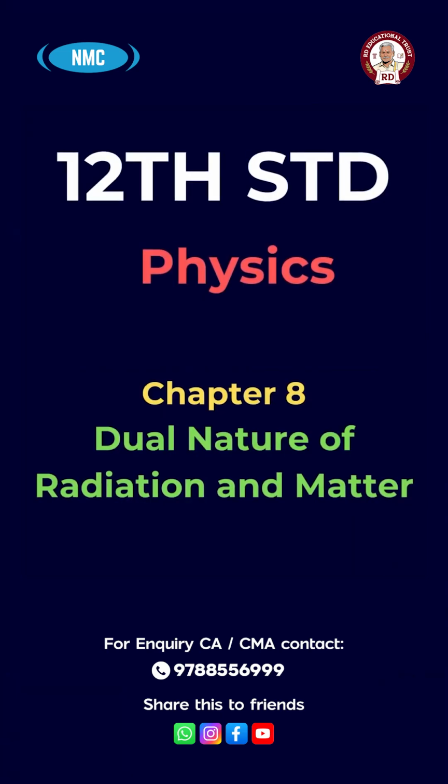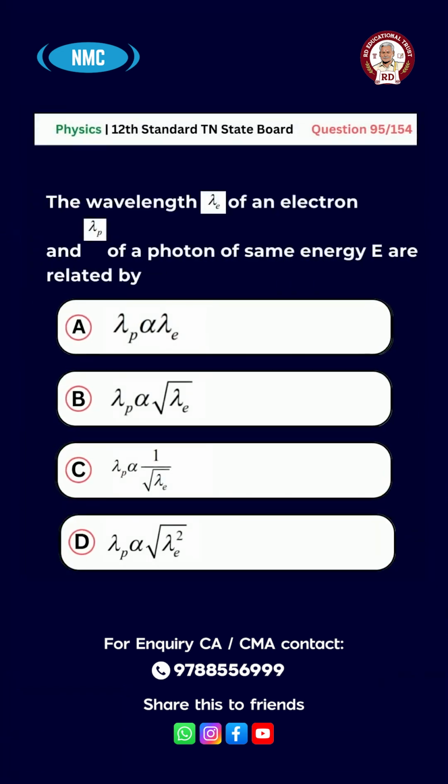Chapter 8, Dual nature of radiation and matter. Question number 95. The wavelength lambda e of an electron and lambda p of a photon of same energy E are related by option A, lambda p proportional to lambda e.